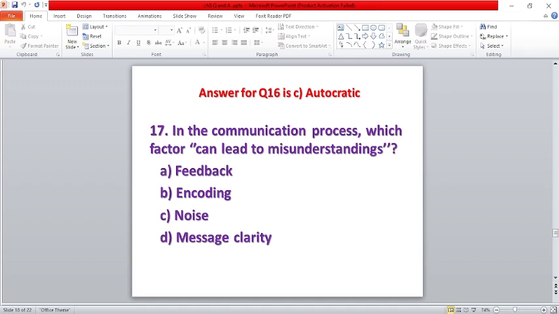Question number 17. In a communication process, which factor can lead to misunderstanding? A. Feedback. B. Encoding. C. Noise. D. Message clarity. The answer for this question is C. Noise.